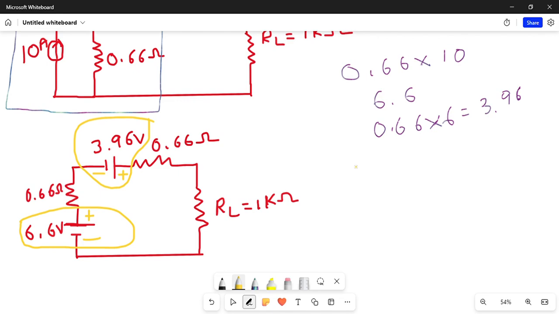So I'll write the simplified diagram. You have 10.62 volt, I'm sorry, not ohm, volt. So this is your complete simplified diagram.